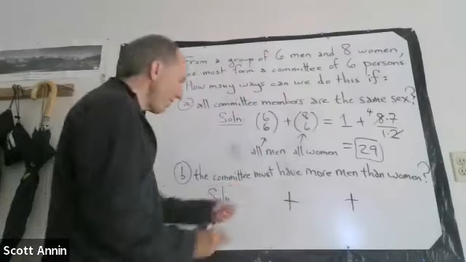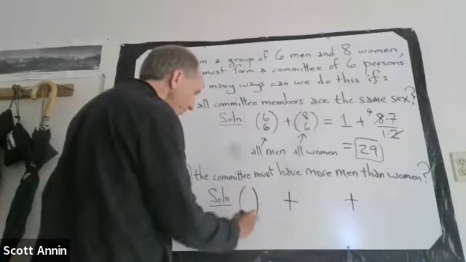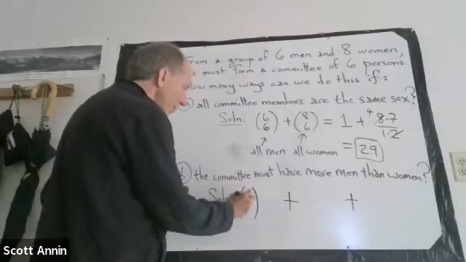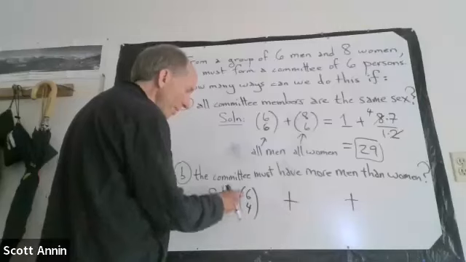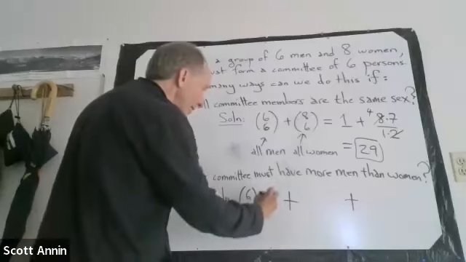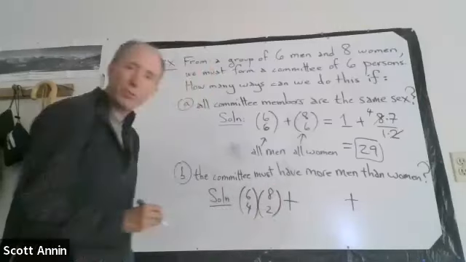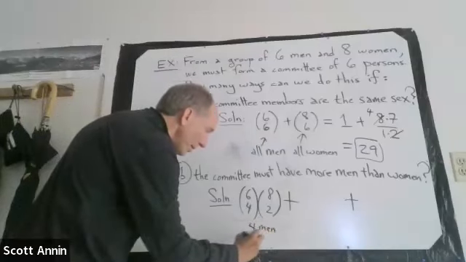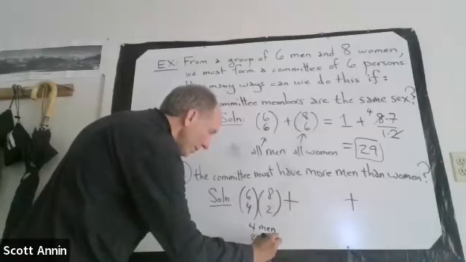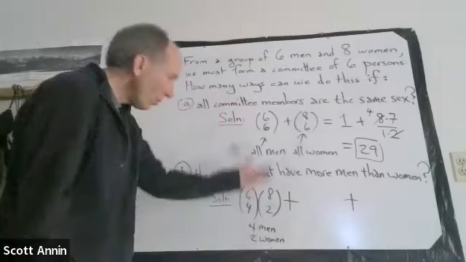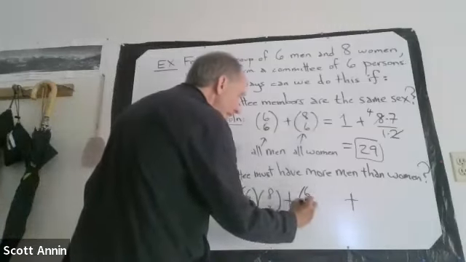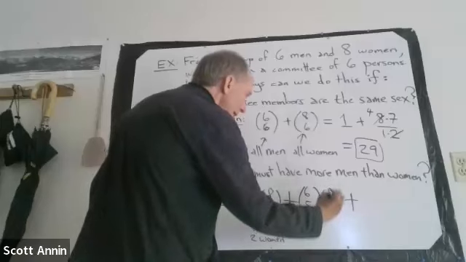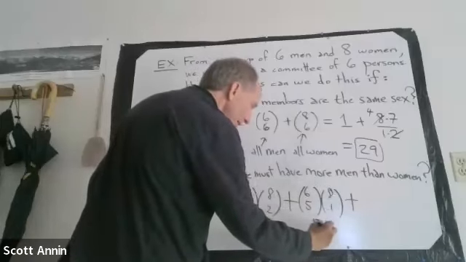So what if we're going to have 4 men and 2 women? Won't we just choose the 4 men from the 6 men that we have, and then out of the 8 women, choose 2 of those, right? So this would be 4 men, 2 women. Or we could choose 5 men and 1 woman. So that's the second case.